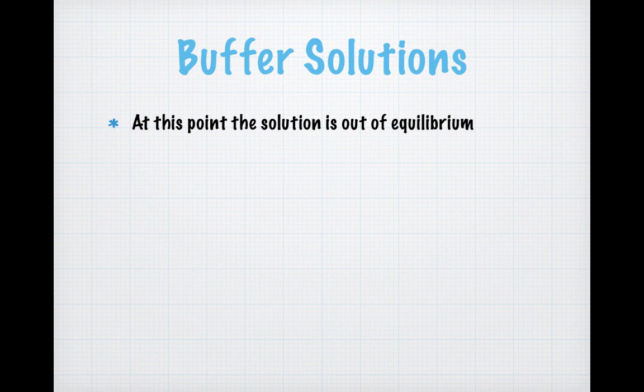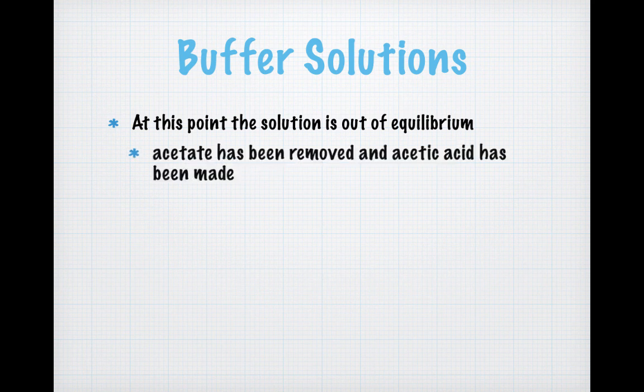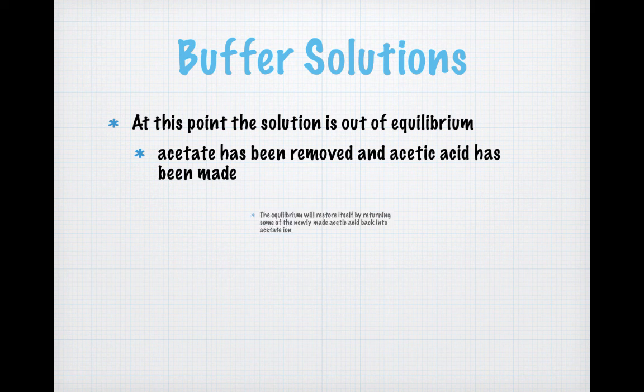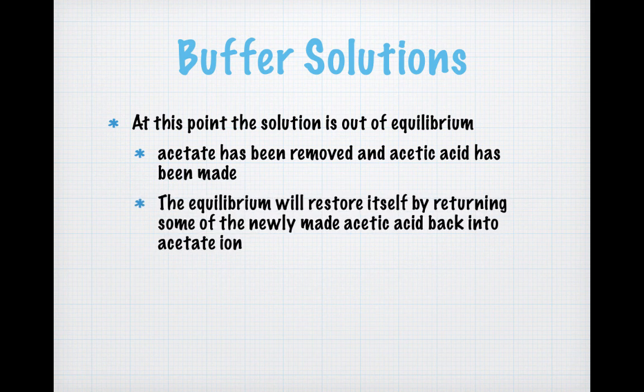So at this point the solution is out of equilibrium because we've reduced the amount of acetate ion and increased the amount of acetic acid. So the solution wants to get back to equilibrium, and so the equilibrium is going to restore itself by returning some of the newly made acetic acid from the reaction with the hydronium back into acetate ion, recreating some of the acetate ion and a little bit more hydronium ion as well.